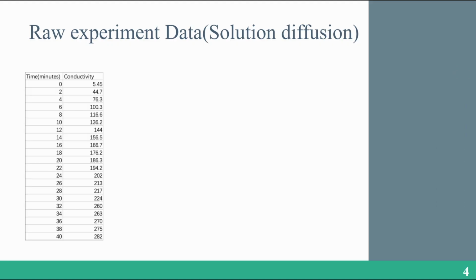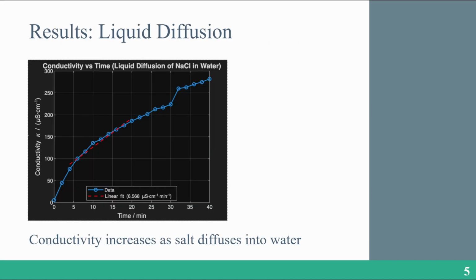So on this slide we have the raw experimental data from our experiment, and as you can see, as time goes on, the conductivity steadily increases, and we can represent this data on a graph to see how the conductivity has changed over time. As you can see from the graph, the gradient seems to be fairly stable, and that shows that the conductivity increases as the salt diffuses into the water.